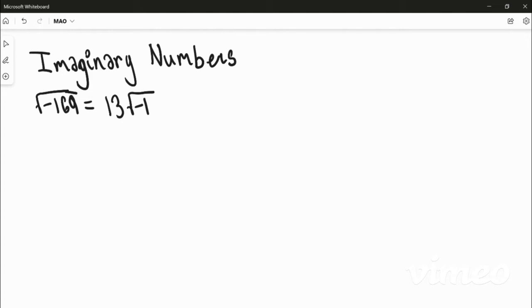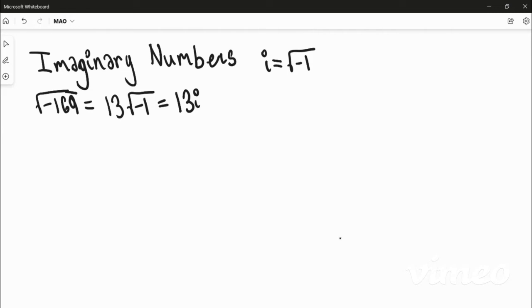So that's where the imaginary numbers come into play. I is the symbol for an imaginary number. Let's write that a little bit lower. I is equal to the square root of negative 1. So when we carry that back to our problem here, the square root of negative 1 is I. So the answer to this would just be 13I.